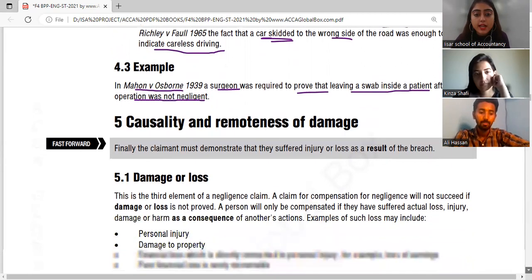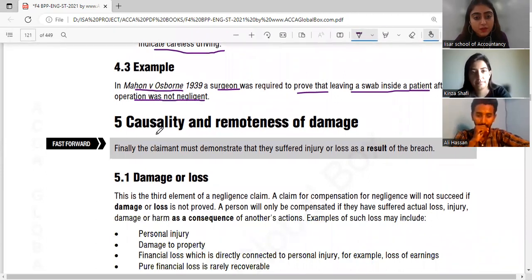Next. Causality and remoteness of damage. Please read.